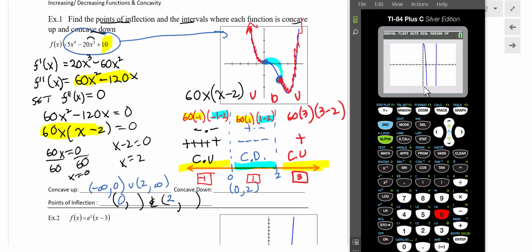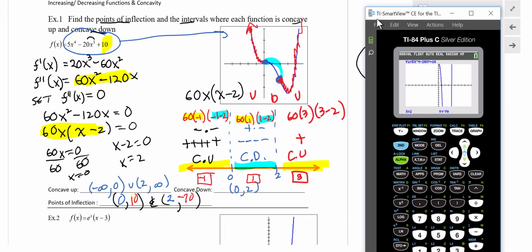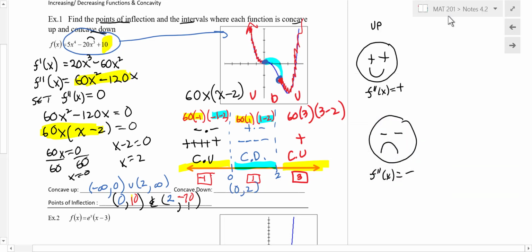But anyway, if you want to fill in the point, all you have to do is type trace, the first inflection point 0. So you have the point 0, 10. That would be your first point of inflection. Then type trace, type 2. That inflection point is negative 70. So you can do that arithmetically, but your graphing calculator will save you a lot of time, don't you think? I'd recommend you know how to do both.